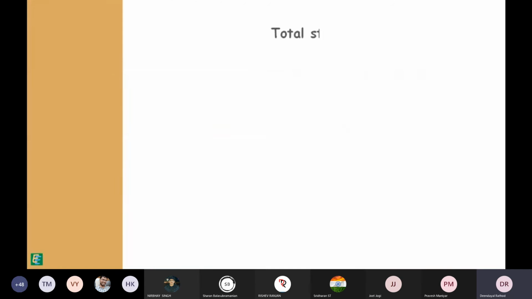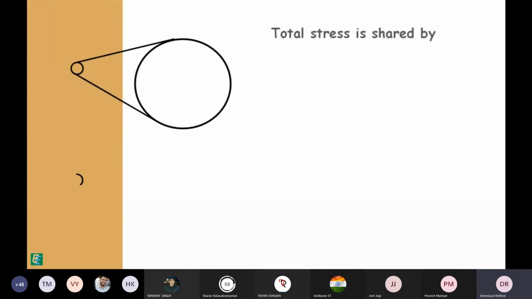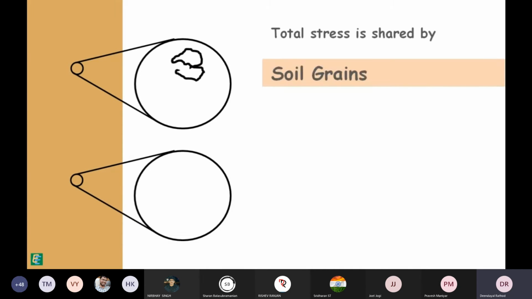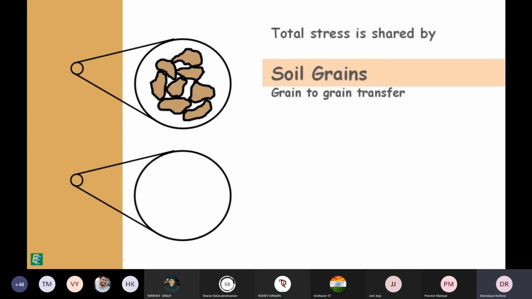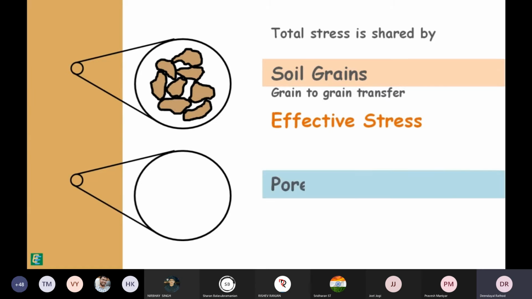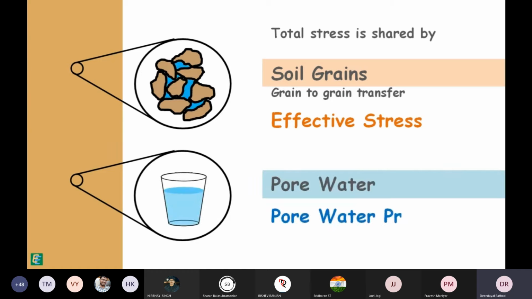This total stress in the soil is shared by the two components of the soil mass. Part of the stress is shared by the soil grains that are in contact with each other by their grain-to-grain force transfer, which is called effective stress. And part of the stress is shared by the other component, water present in the voids of the soil structure. This is called pore water pressure.